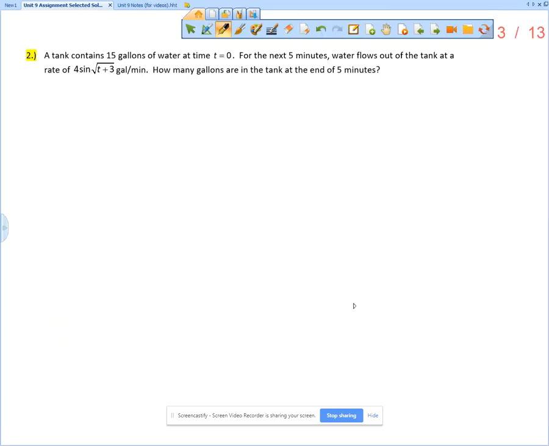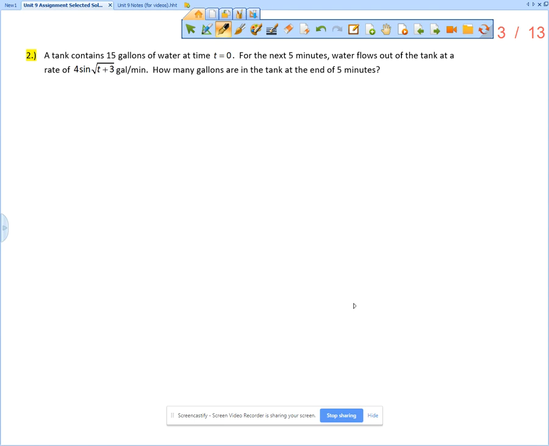This is the solution video for section 9.2, problem number 2. It says a tank contains 15 gallons of water at time t equals 0. For the next 5 minutes, water flows out of the tank at a rate of 4 sine of the square root of t plus 3 gallons per minute. How many gallons are in the tank at the end of 5 minutes?